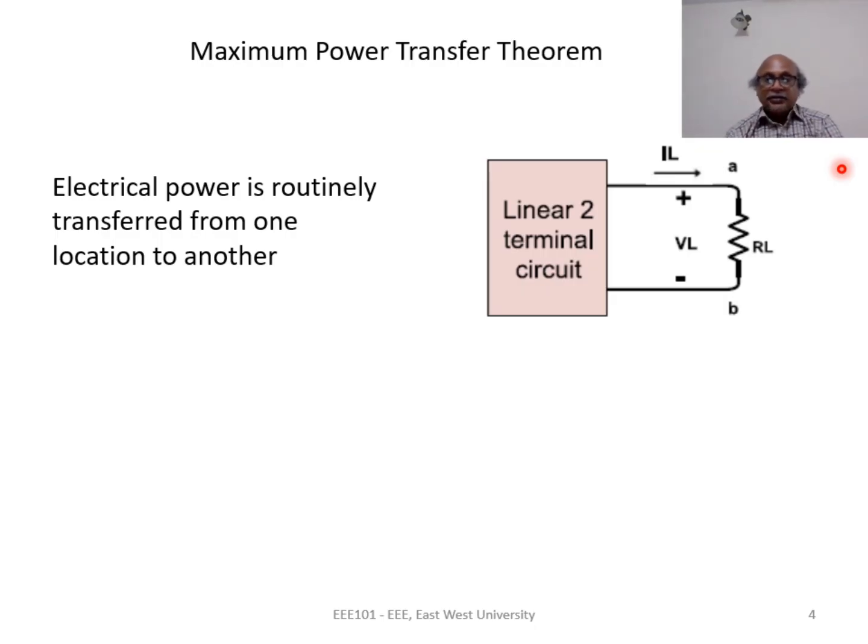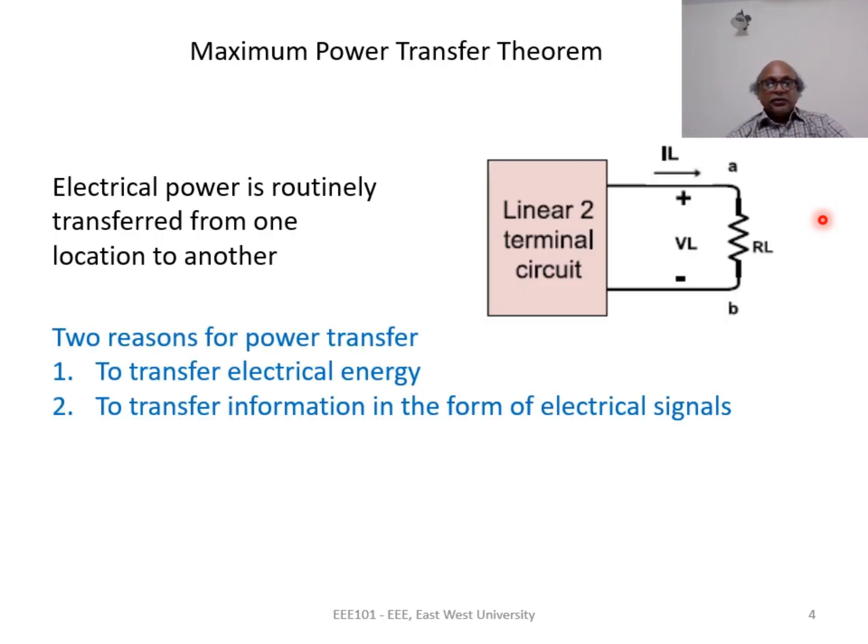So we can see that this linear two-terminal circuit is transferring electrical power to this load resistance, and these two may be located at two different physical locations. There are two primary reasons why we send electrical power from one location to another location. The first reason is to transfer electrical energy from one location to another.